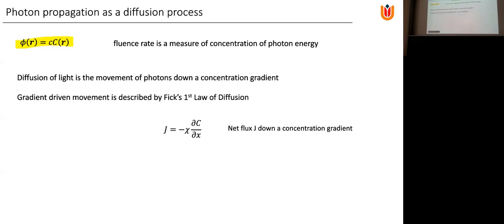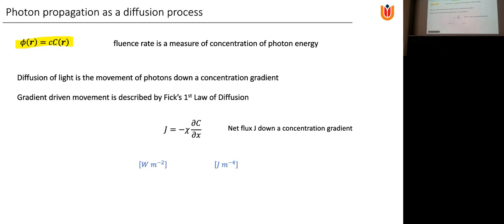These processes are described by the diffusion equation, by Fick's first law of diffusion. In general, this is the expression. So we have a net flux J down a concentration gradient, dC/dx. So it's a spatial concentration gradient, and there's a proportionality constant.